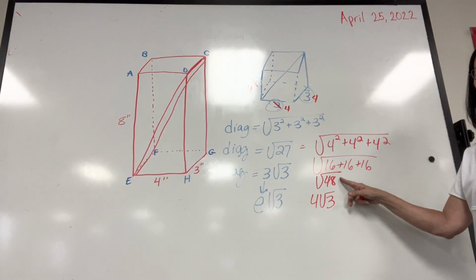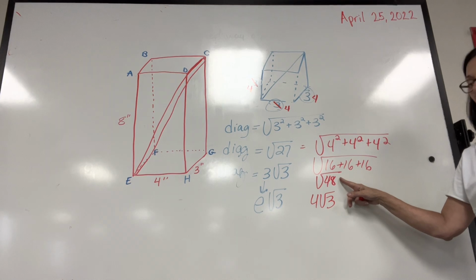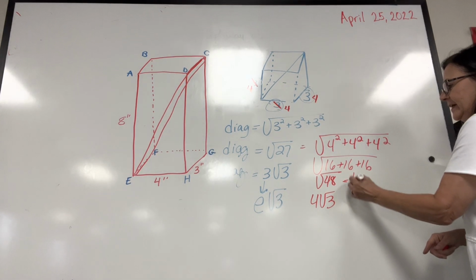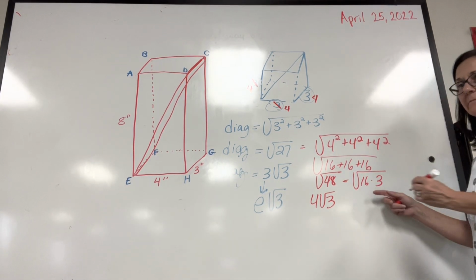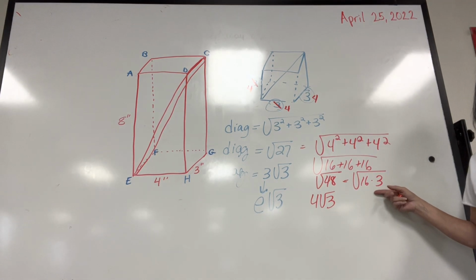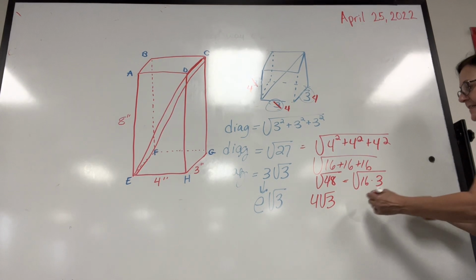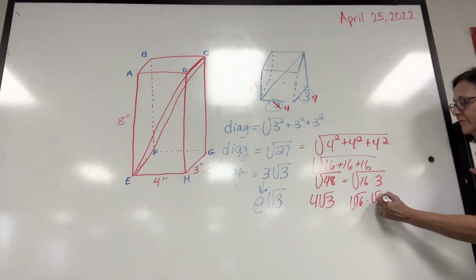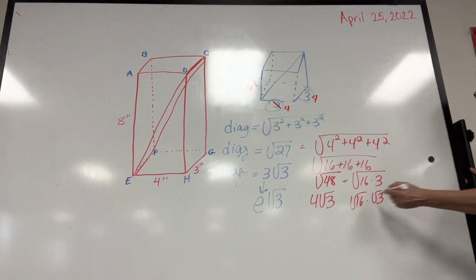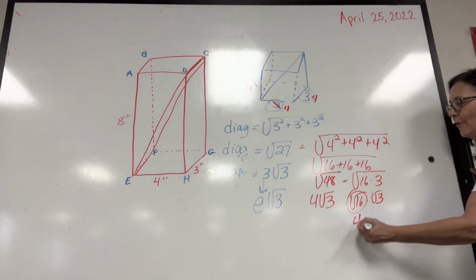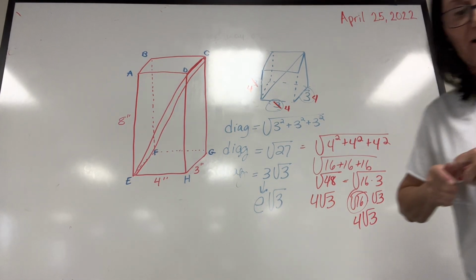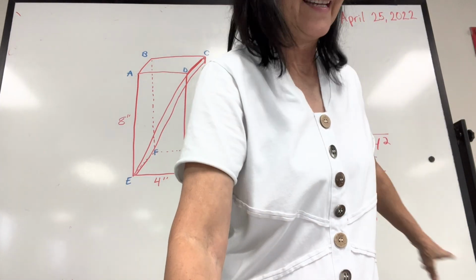What's a perfect square that goes into there? 16. How many times does 16 go into it? 3. So it's the square root of 16 times 3. You agree? Yes. That's the same thing as the square root of 16 times the square root of 3. What's the square root of 16? 4. 4 square root of 3. Math is useless. Yeah. That's algebra, right? That is algebra.